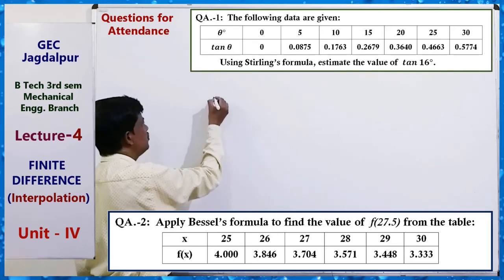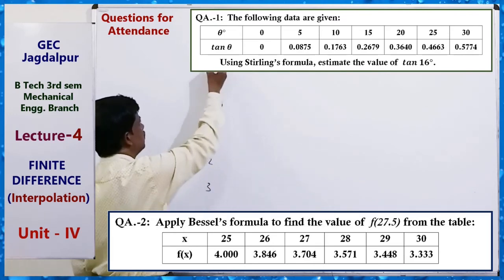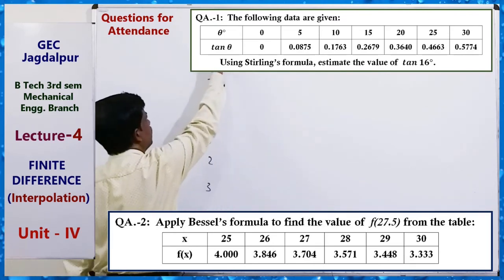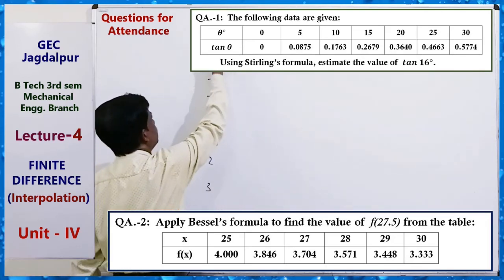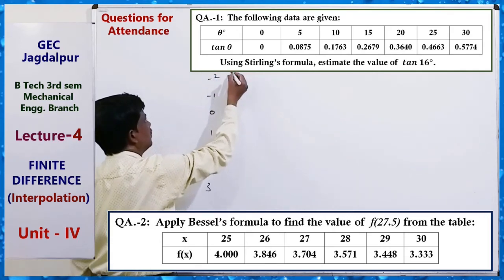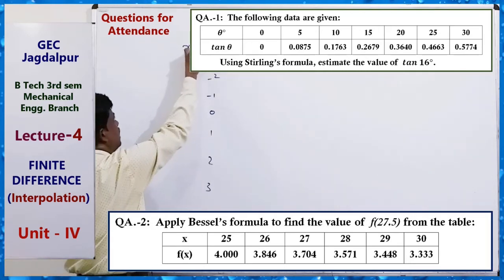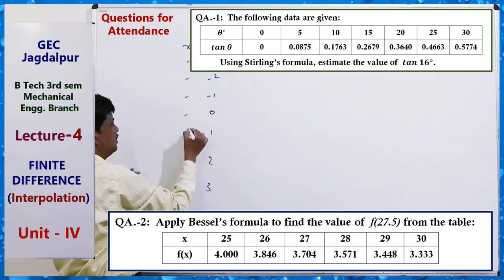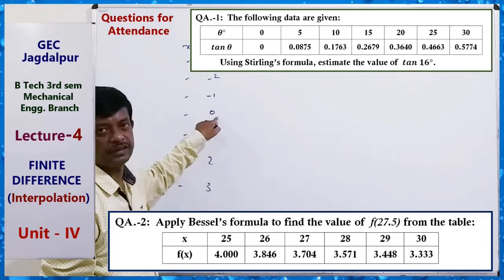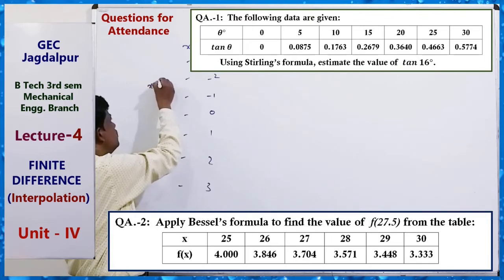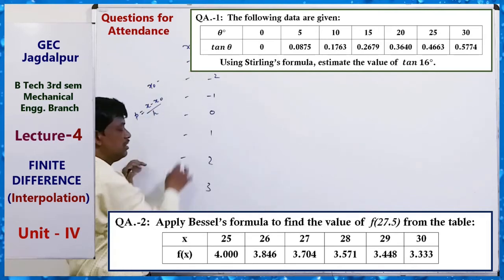The values of p are 0, -1, -2, 1, 2, 3, -3. Then find the differences. Write x here, here, here, here, here, here also. By taking an origin, you get x0. p can be found by (x minus x0) by h, where h is the equal interval.